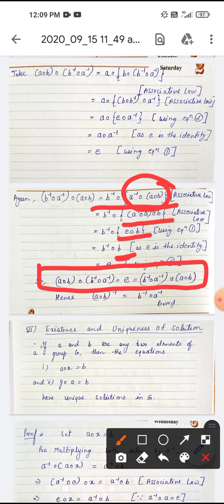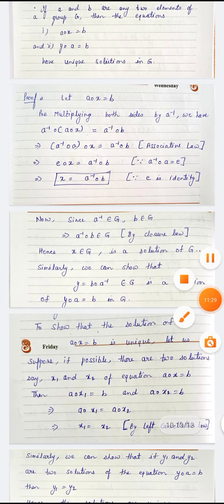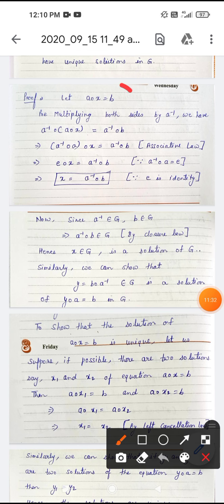Proved. Now the last property of the group is existence and uniqueness of solution. That means if A and B are any two elements of a group G, then the equations A operation X is equal to B and Y operation A is equal to B have unique solutions in G. Come to the proof. Again we have this equation given, so we will start by taking A operation X is equal to B.